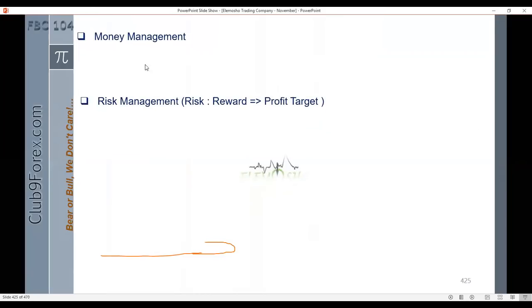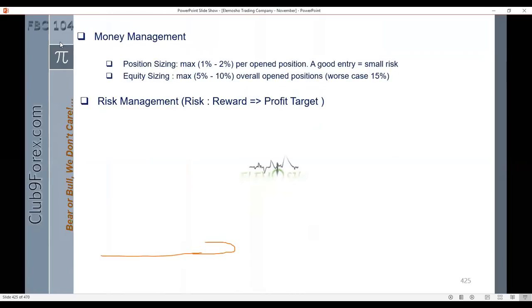So we are going to be looking at the money management and the risk management techniques. For the money management, you are not supposed to risk more than 1% to 2% per position when you get a good entry. For me right now, I do 3% sometimes. It depends on the structure that I'm looking at. But for you that are just starting, you are not supposed to go more than 1 to 2%.